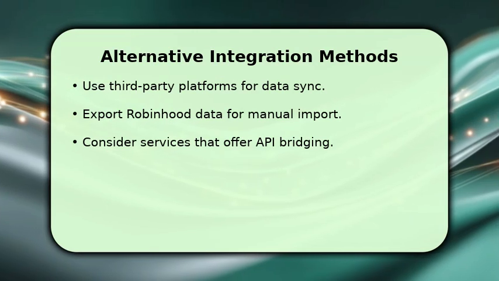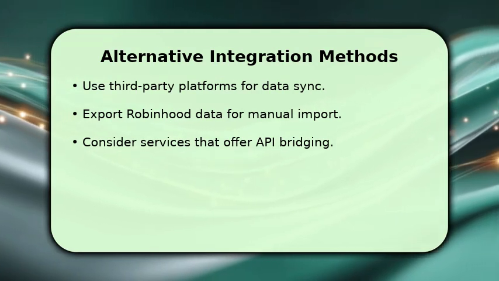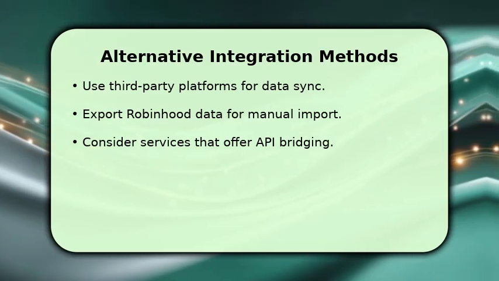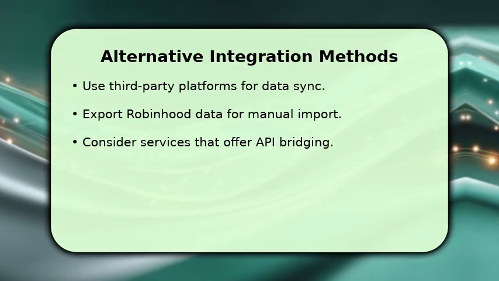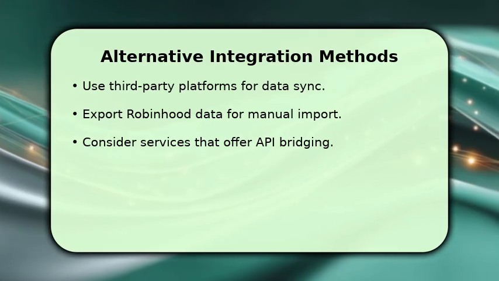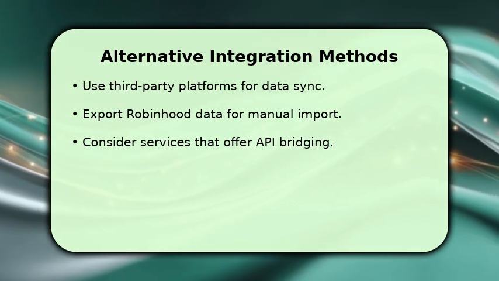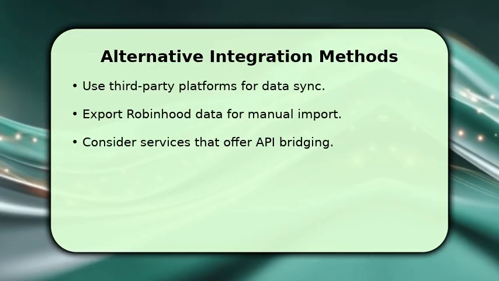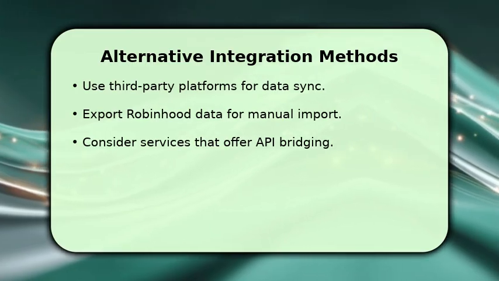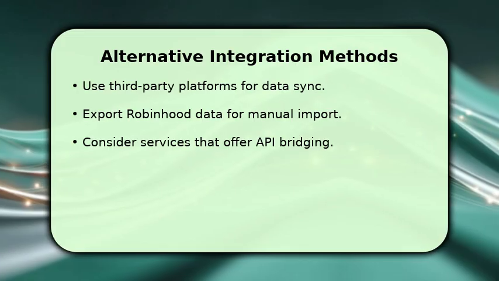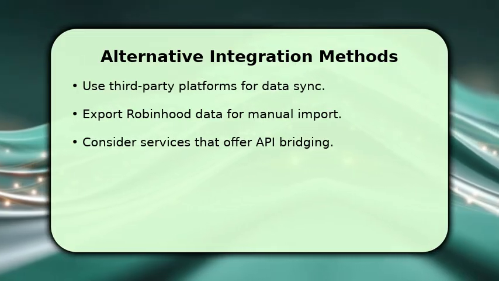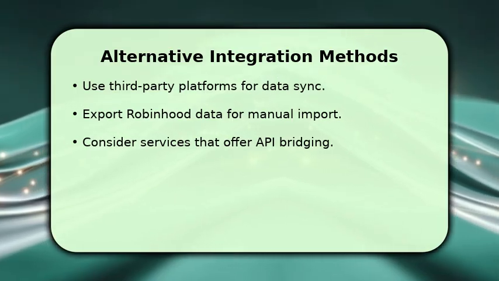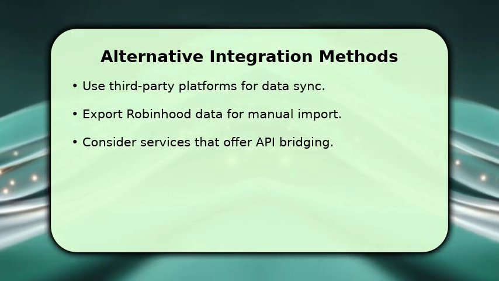Since a direct connection isn't available, you can use alternative methods. Some third-party services specialize in bridging data between platforms, often by allowing you to export your Robinhood transaction history and then import it into TradingView. Always research and choose reputable services, prioritizing data security and privacy. Manual data export and import is another option, though it requires more effort to keep your information updated.